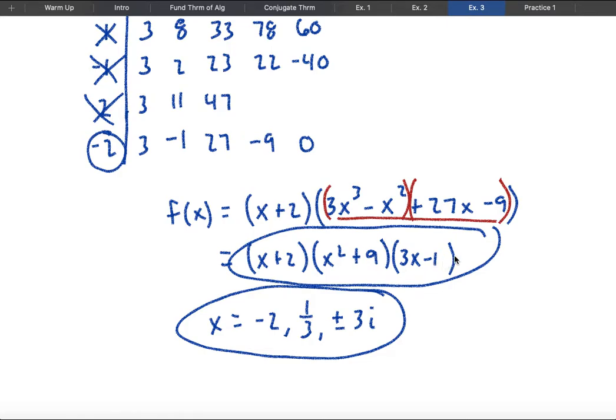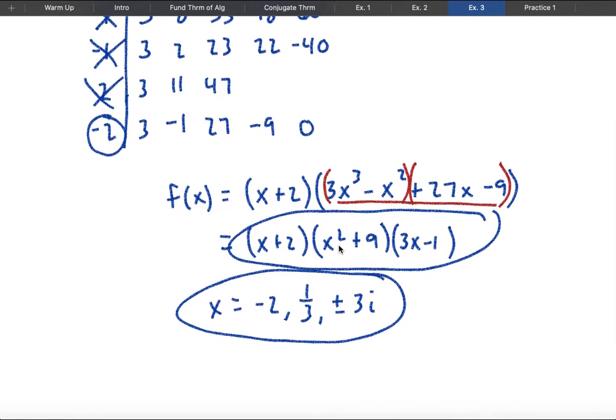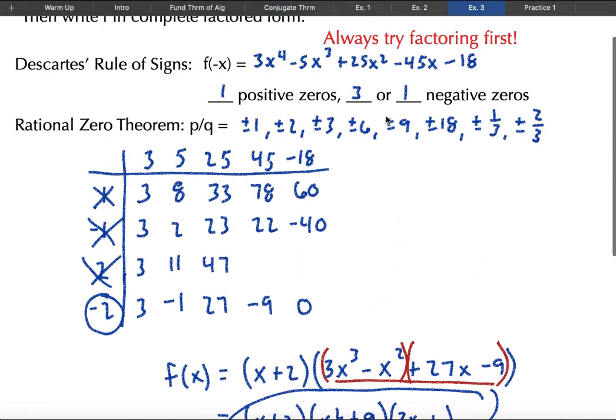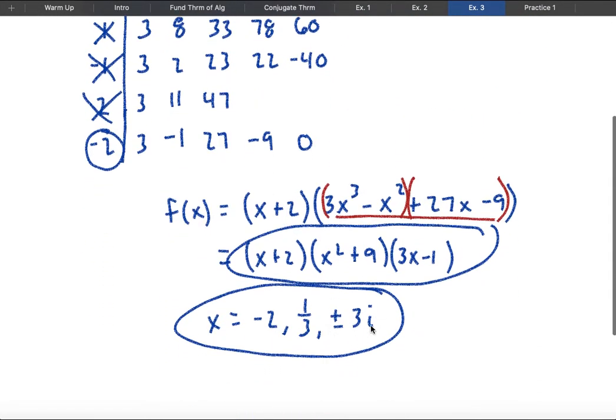And then I can reason out my other zeros pretty quickly here. X squared plus 9 is going to lead me to plus or minus 3i, and 3x minus 1 is going to lead me to 1/3, along with the negative 2 that I already had. Notice there's 4 total zeros. You have 1 negative real zero, 1 positive real zero, which matches Descartes' rule of signs, and then we have the other 2 zeros. They are imaginary. Okay.